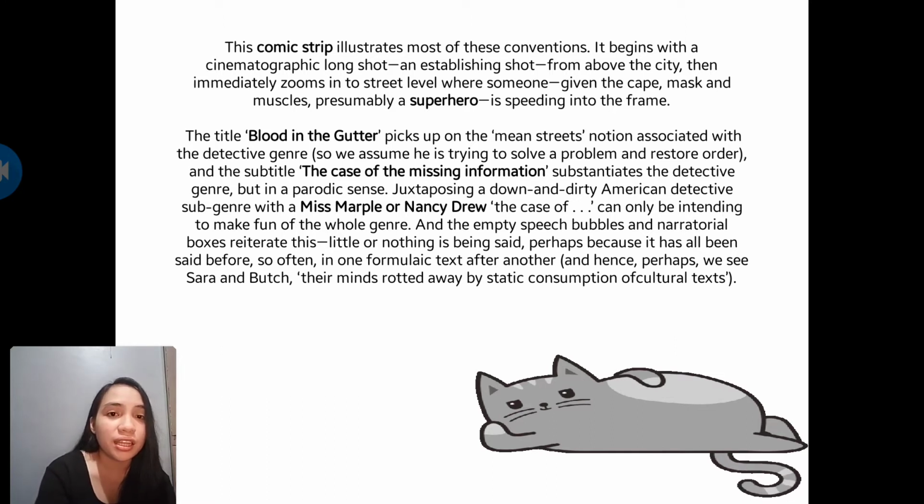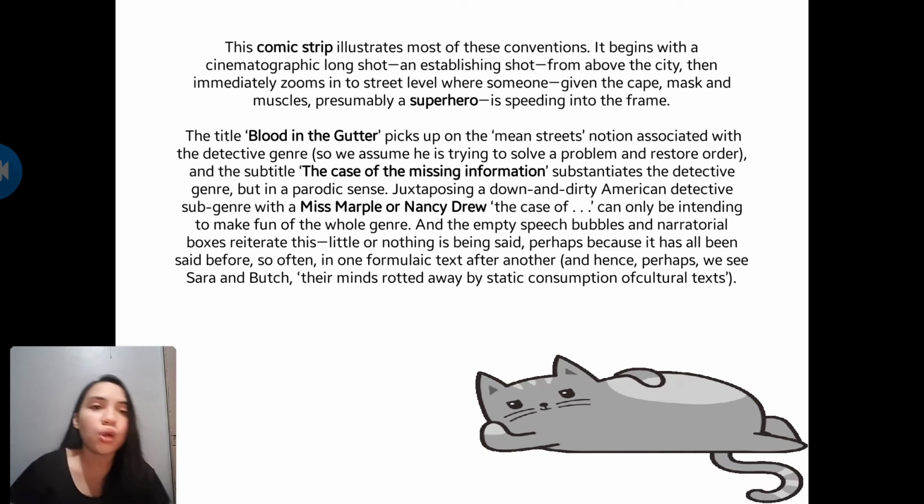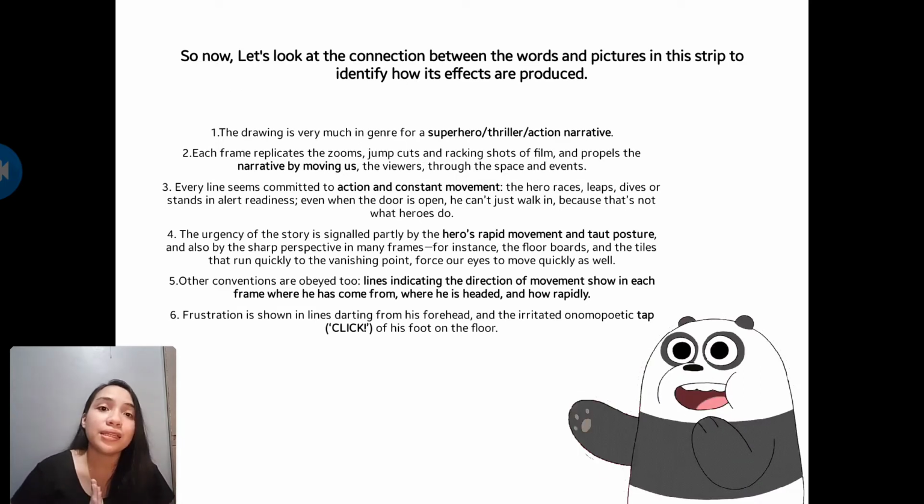Little or nothing is being said, perhaps because it has all been said before so often in one formulaic text after another, and hence perhaps we see Sarah and Butch, their minds rotted away by static consumption of cultural texts. So we have described, or we read about, what happened in the story.